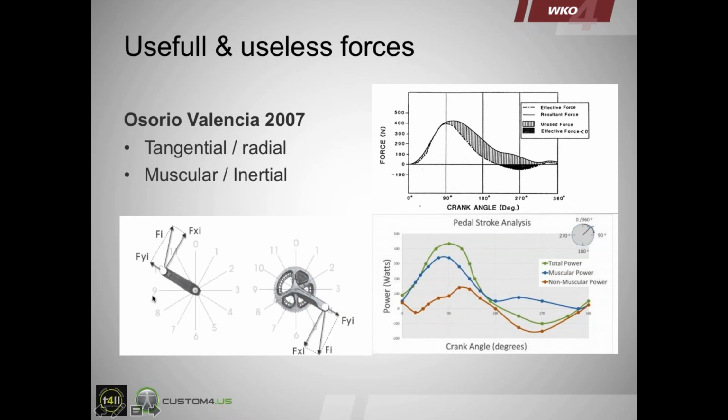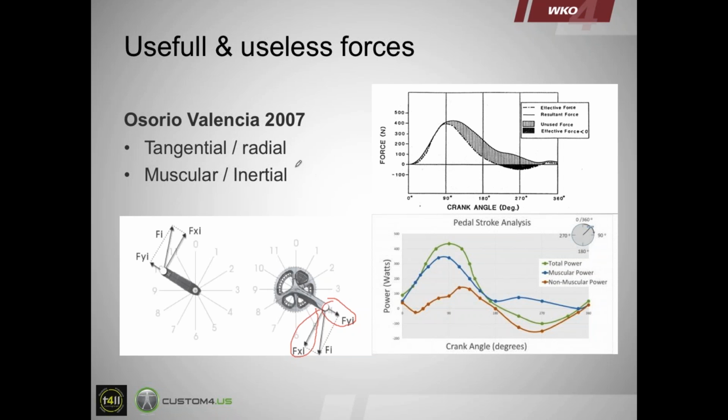First of all, we have to know that when a cyclist applies a force over the pedals, this force is formed by two different forces. The first one is the tangential force, which is this one, and this force is in the same direction of the movement, so it's the force that is responsible for the movement of the bike. And the other force is the radial force. This force is not in the direction of the movement, so it doesn't contribute to the movement of the bicycle.